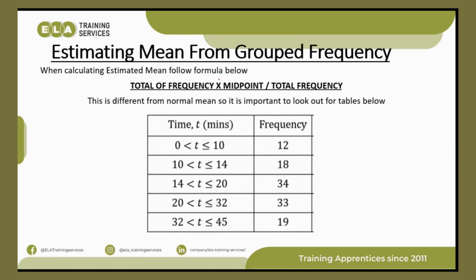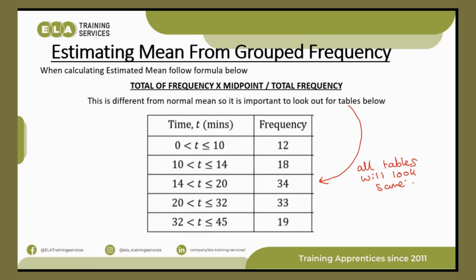The total of the frequency times the midpoint divided by the total frequency. And this is different to the normal mean, so you need to look out for tables like this, because all the tables will look the same. They'll have this same format.